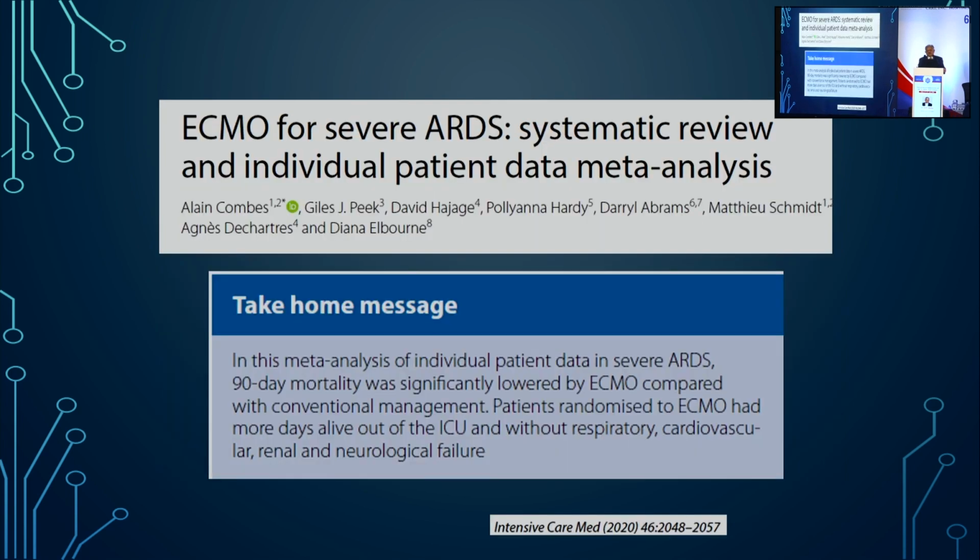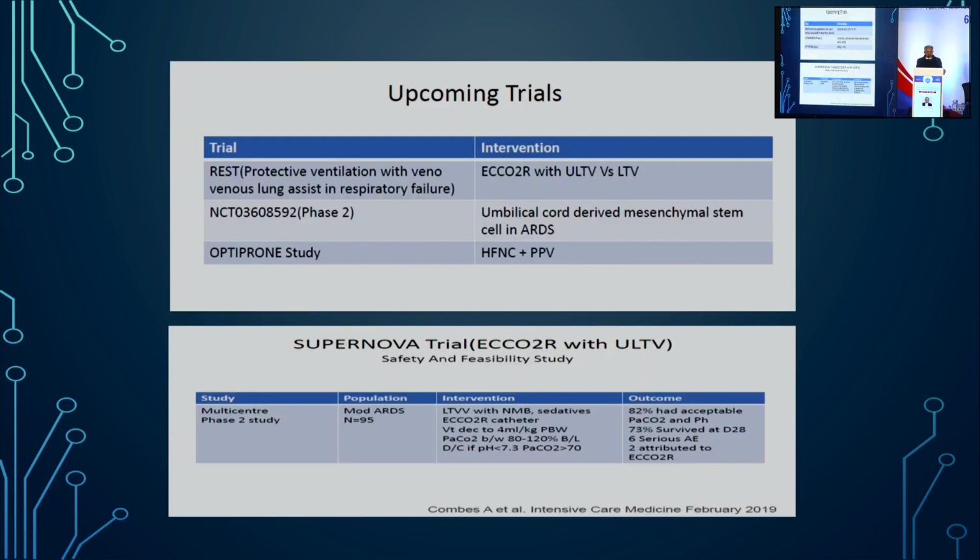So again, Alan Coombe is the one who is driving this EOLIA trial, is a big name in ECMO. And this meta-analysis for severe ARDS, 90-day mortality was significantly lowered by ECMO compared with conventional management. But nowadays, again, ECMO, one has to be trained for it, your center has to be certified, so that is important. Everybody has been trying to get into the ECMO bandwagon, which I would not advise people to do.